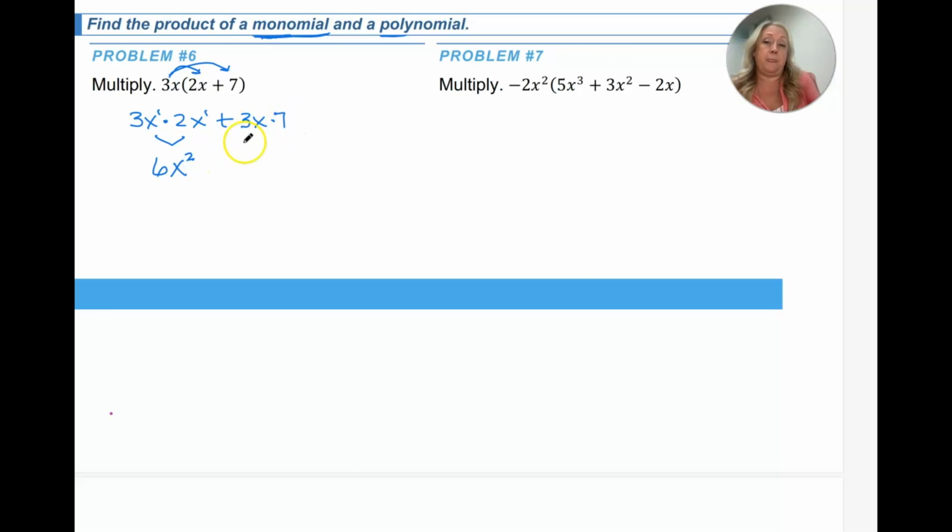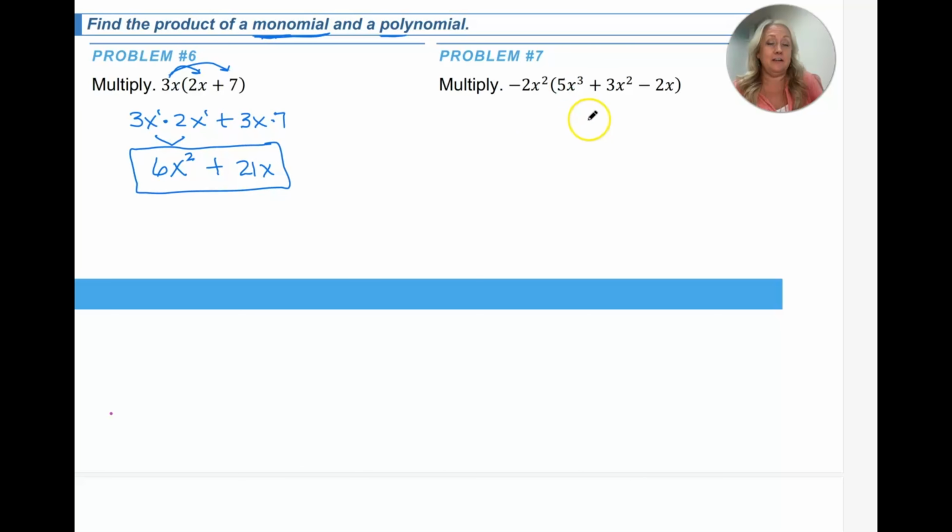And here, 3x times 7. Remember, they don't need to be like terms to multiply together, only with adding and subtraction. So we're going to multiply the coefficient with that 7. So 3 times 7 is 21. And make sure we don't forget about our x there. And then we'd want to look and see if there's any like terms that we could add or subtract together. And there's not. So we are done. And there is our answer.